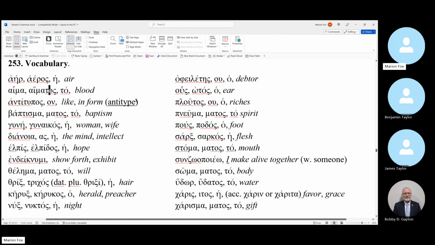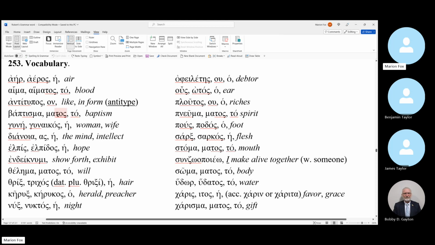Antitupos, this word is found a couple of times in the New Testament. 1 Peter 3:21 is one place it's found. It's found another time, maybe 3 times, but my memory says 2 times. But I know it's 1 Peter 3:21, the like figure. So it's the antitype. And of course, this is the like form or antitype.